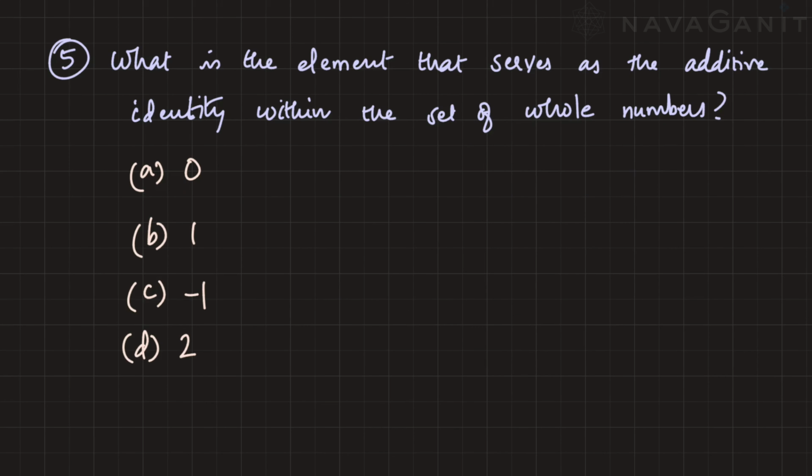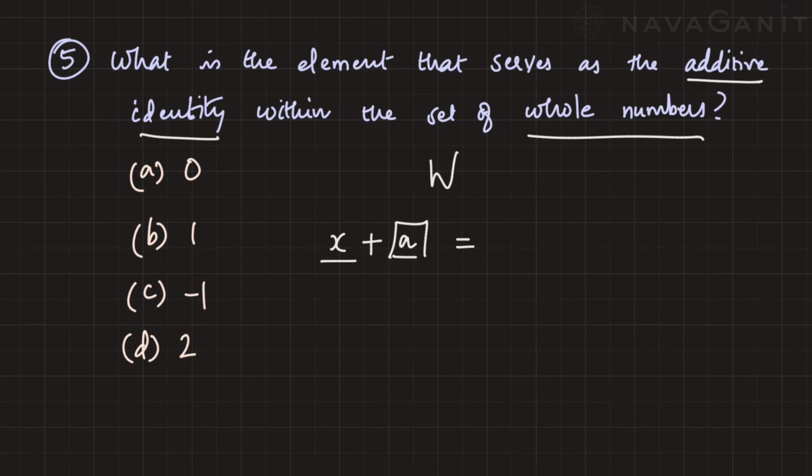Which element serves as the additive identity within the set of whole numbers? So first of all, what is additive identity? Say we have a whole number x, and if I add this additive identity, which is a special number, the value of x should remain unchanged. So it should remain as x.